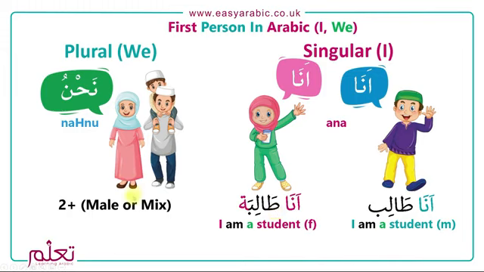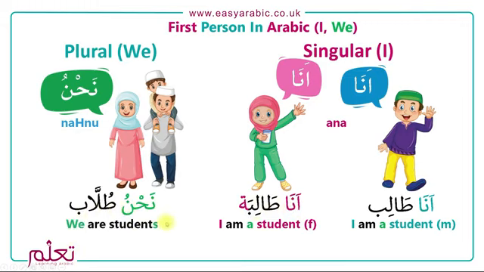When we say the same for a group, let's assume they're all students, we'll say nahnu tullab. The personal pronoun in Arabic always comes at the beginning of the sentence. So ana and then the word, nahnu tullab, so we are students. Ana talib, ana taliba, nahnu tullab. Okay, so that is the first person.